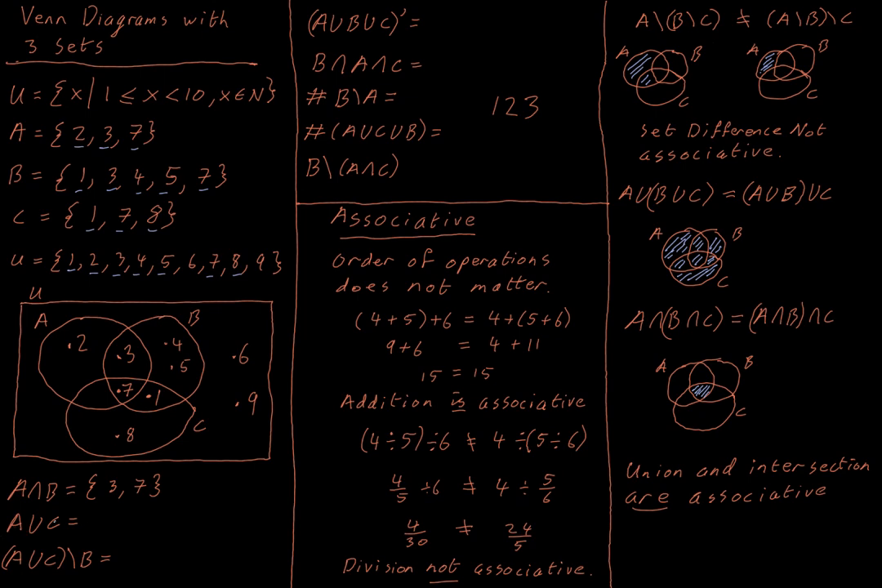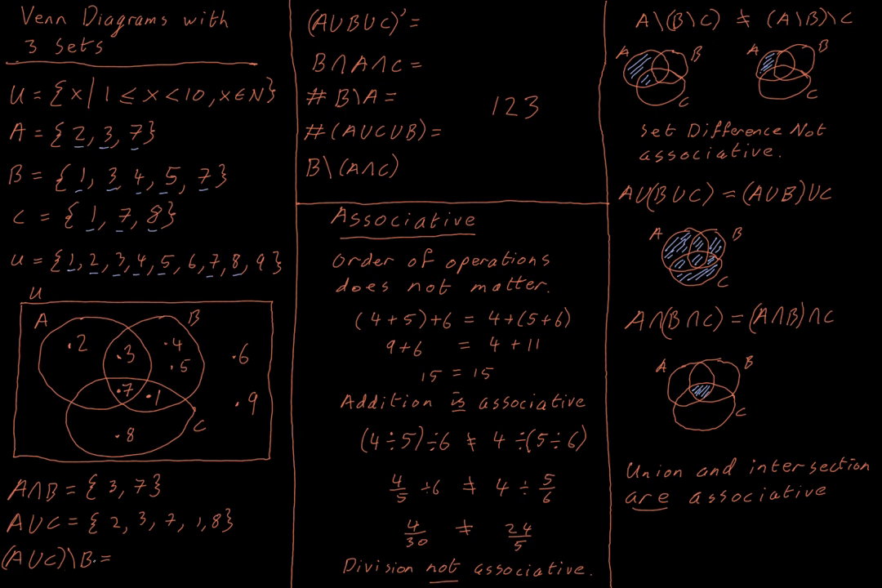Now, A union C. We're listing elements, so we open up a curly bracket. A union C, so everything in A or C or both. So 2, 3, 7, 1, and 8. And again, if it's in B, we don't mind. That has no effect on what we're doing right now. We're only interested in, is it in A or C or both? And we have all of them listed now.